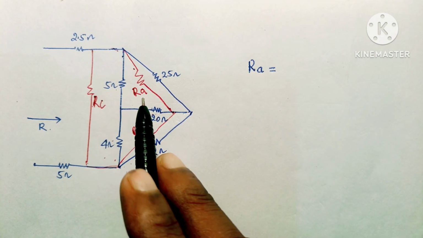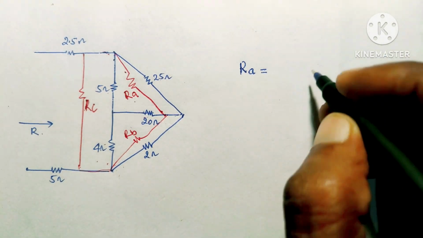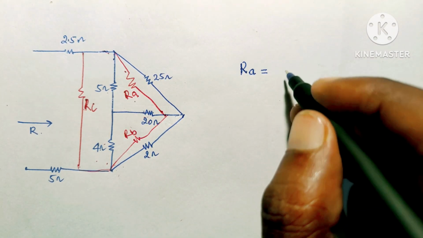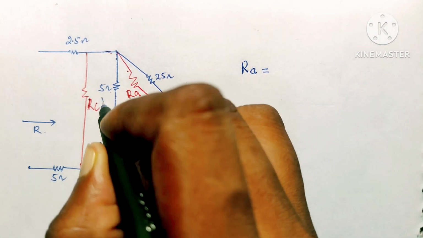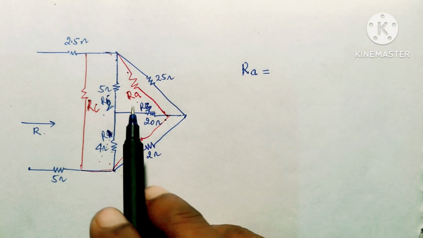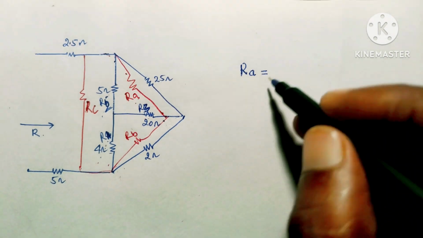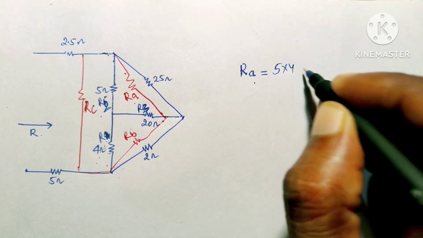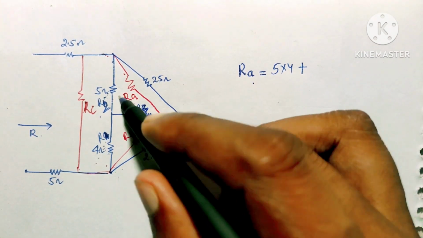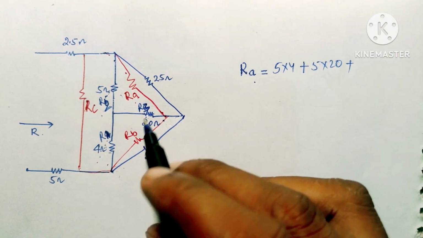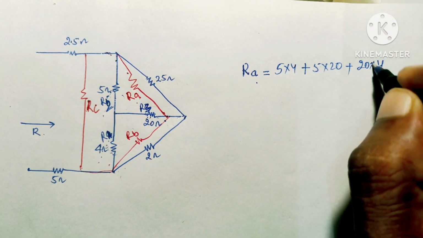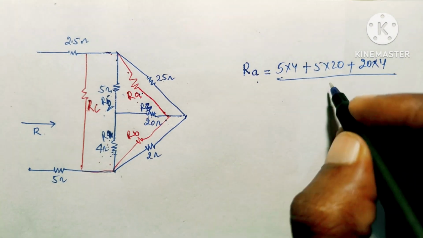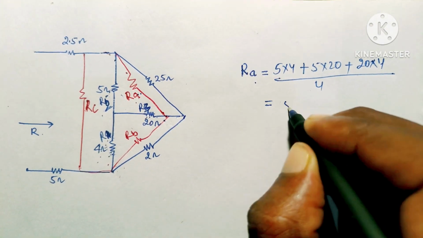So to find the resistance Ra, how can we write it? Ra is equal to R1 into R2 plus R2 into R3 plus R3 into R1. Let's assume this is resistance R3, this is resistance R2, and this is resistance R1. So Ra can be written as R1 into R2, that is 5 into 4, plus the other two products, R2 into R3, 5 into 20, plus R3 into R1, that is 20 into 4, divided by the resistance opposite to Ra, that is the 4 ohm resistance. So divide by 4 and it will be equal to 50 ohm.